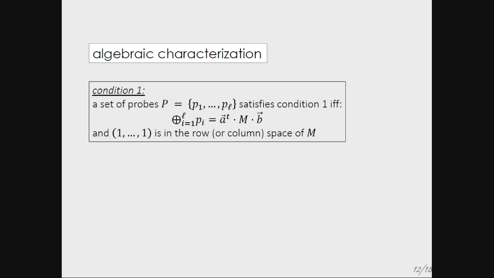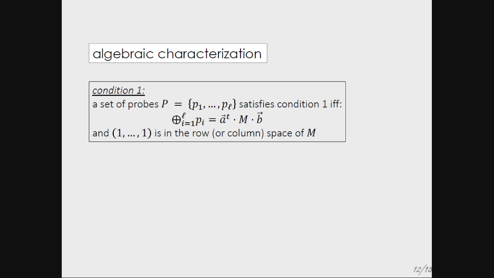So the algebraic characterization is based on the condition that we defined, which we called condition one. And we showed that this condition is very tightly related to the privacy of the circuit. So the condition reads like that: a set of probes satisfies our condition if and only if, when you make this sum, the randoms disappear, so A times M times B has no more randoms, and you have the all-one vector in the row or in the column space of your matrix M.